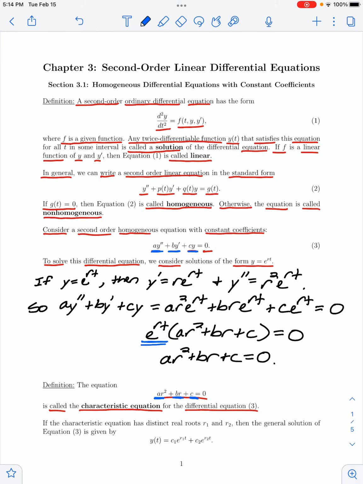Now, in the event that this characteristic equation has distinct real roots, let's denote them as R1 and R2, so two different real numbers, then the general solution of this differential equation 3 is given by y of t, which is c1 times e to the r1 times t, plus c2 times e to the r2 times t.